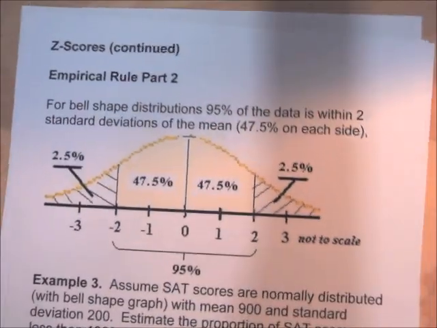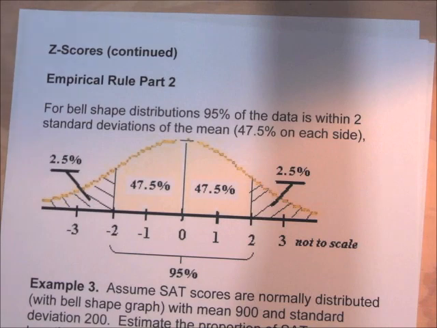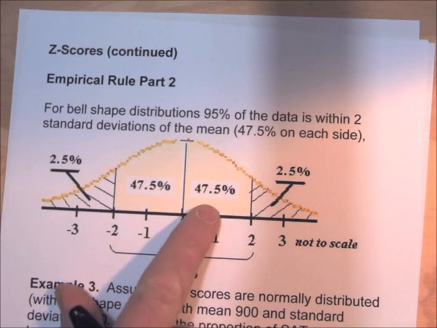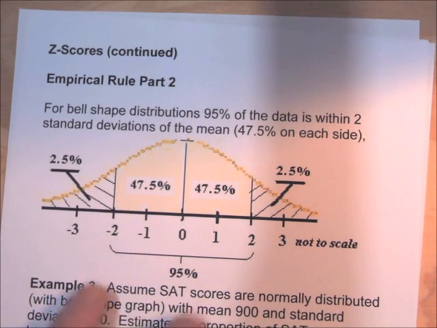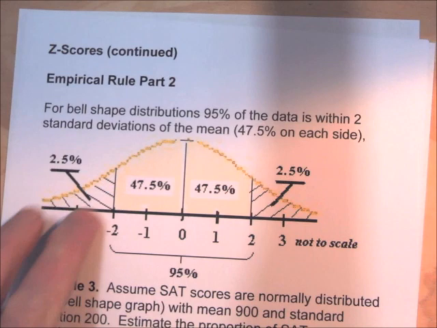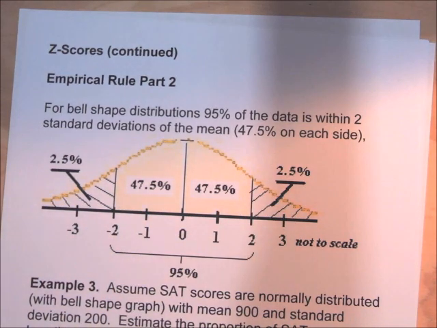Okay, empirical rule part 2. For bell-shaped data, 95% of the data is within 2 standard deviations of the mean. That's 47.5% on each side of the mean. That leaves 2.5% in each tail, because these have to all add up to 100%.